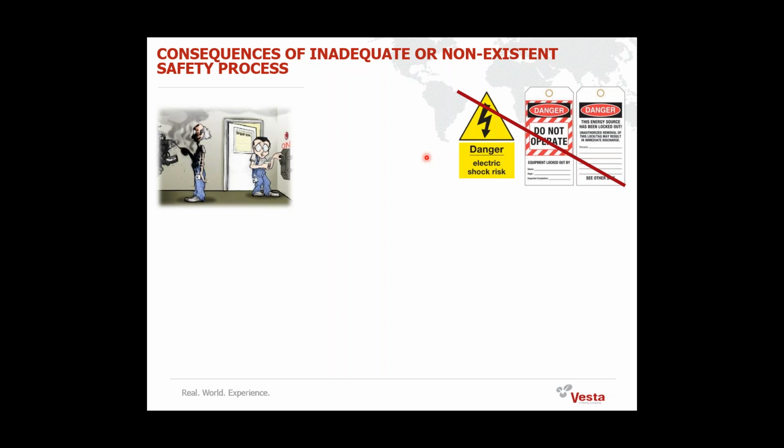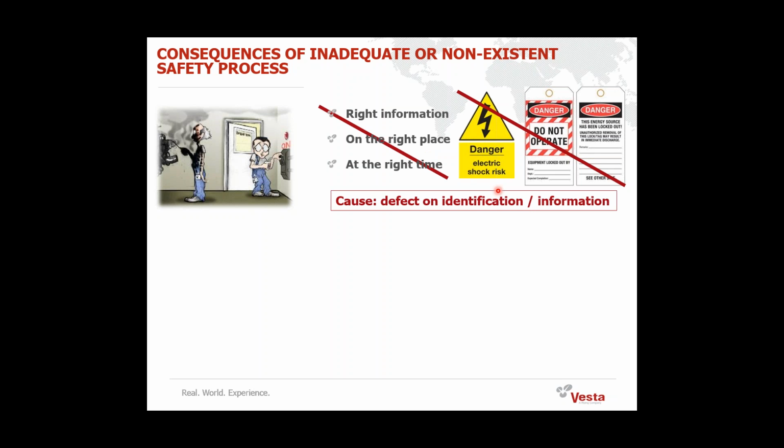I'm totally sure that no one wants to take the place of the guy who is getting electrocuted. In this picture, we don't see any safety sign. There is no isolation tag while someone is doing work on the equipment. As a principle, in order to bring safety to the workplace, people should get the right information shown in the right place and at the right time. Here, the consequence of the missing information is this kind of accident.